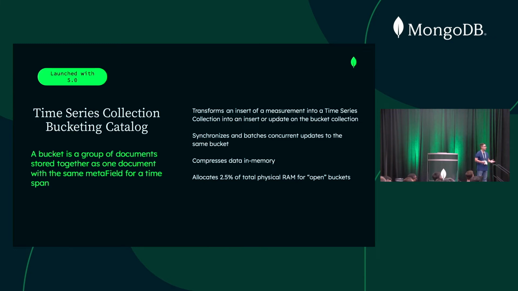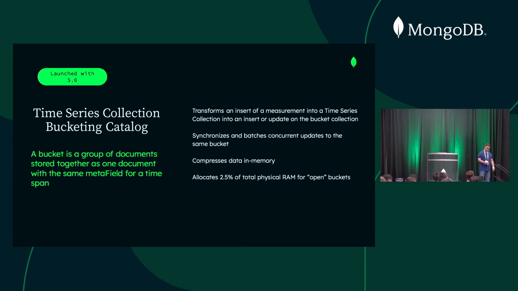But the bucket catalog at a high level is responsible for transforming an insert into a time series collection, that materialization layer that you're going to work with, into a more optimized format and an optimized collection that's actually represented on disk. We call that the bucket collection. It's going to synchronize and batch concurrent updates to the same bucket, which you'll see in a minute. And it's responsible for that compression layer, right? It compresses data in memory, and it allocates about 2.5% of total physical RAM for the actual bucketing that occurs, which we'll talk about. It's an in-memory process.